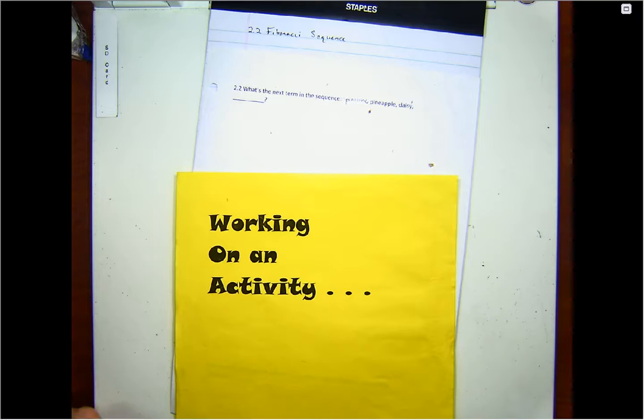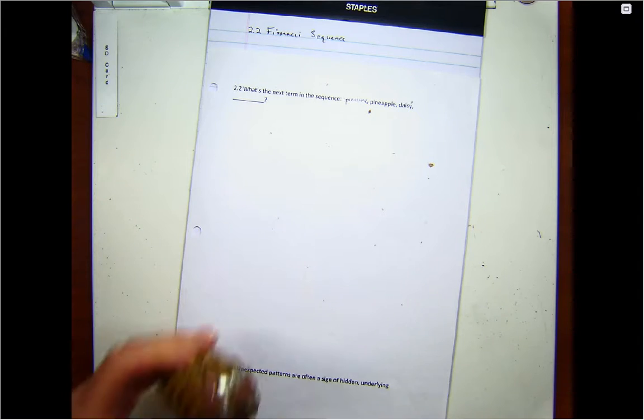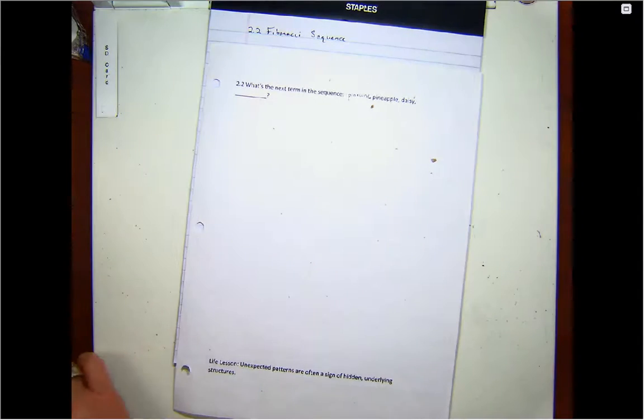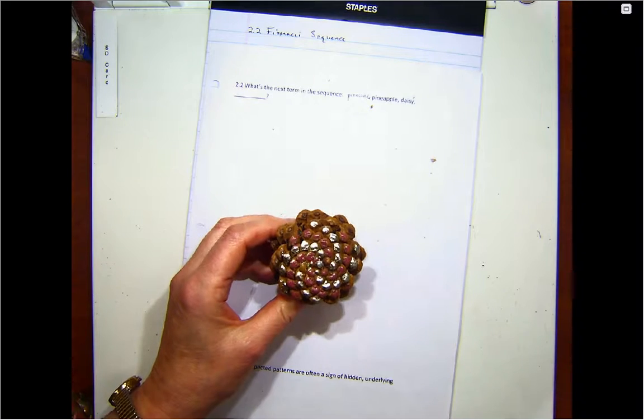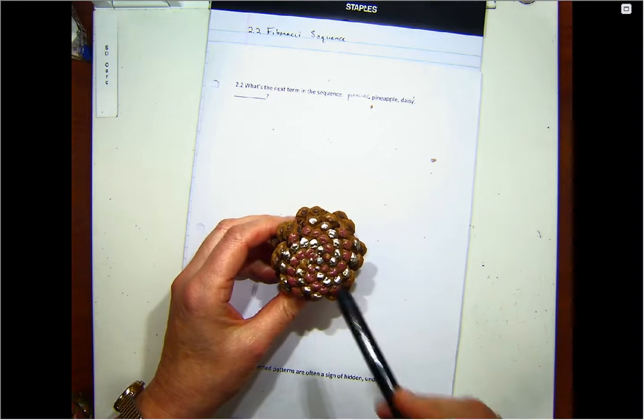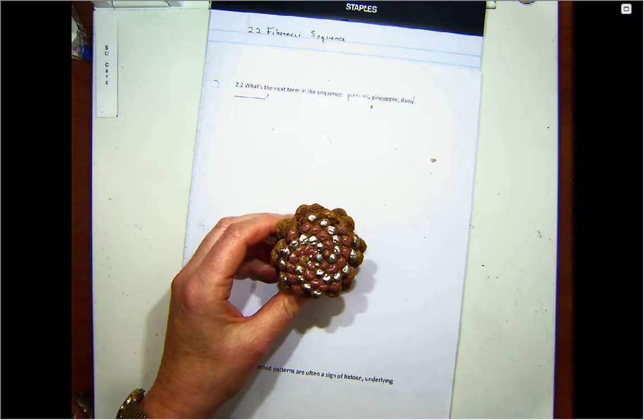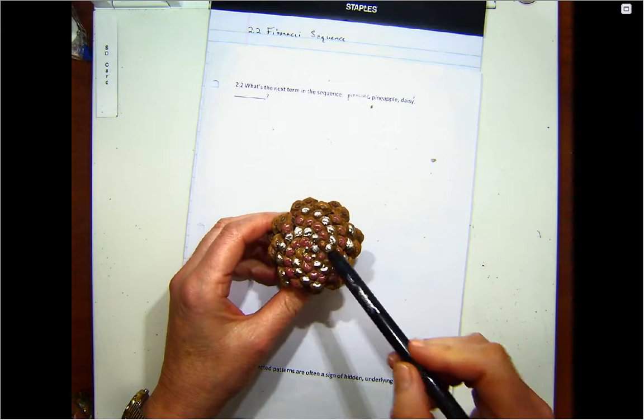Let's look at these together. We're counting the spirals. I think this one's marked pretty well. Does it show up on there? Kind of. I've marked this with silver nail polish and brown nail polish.